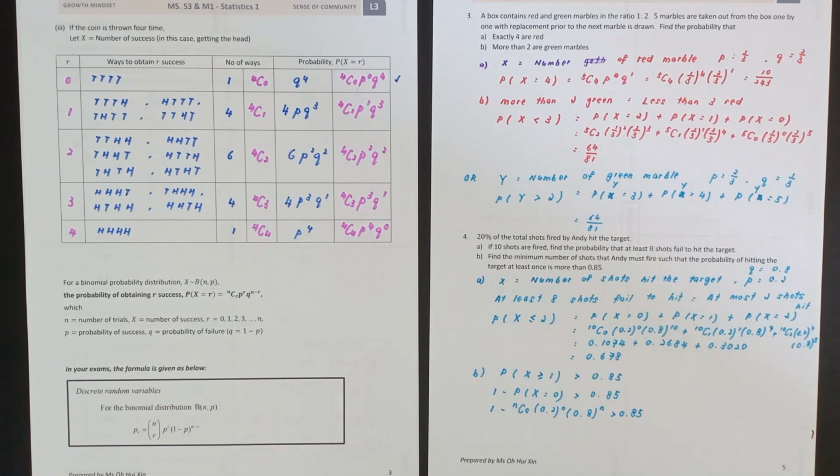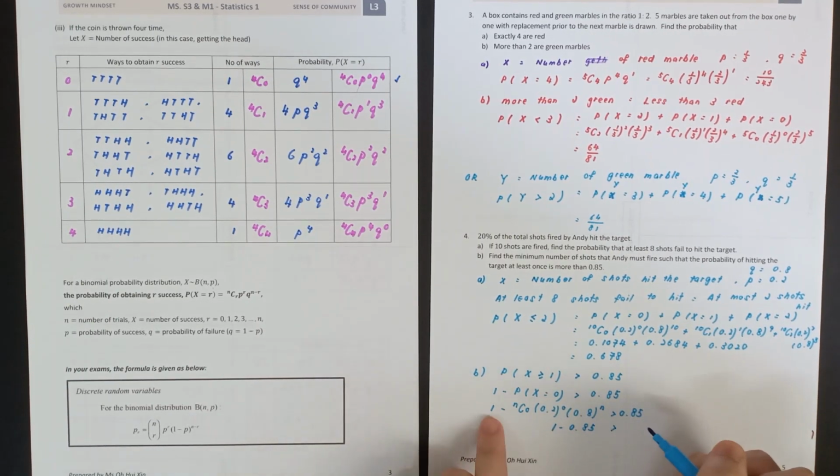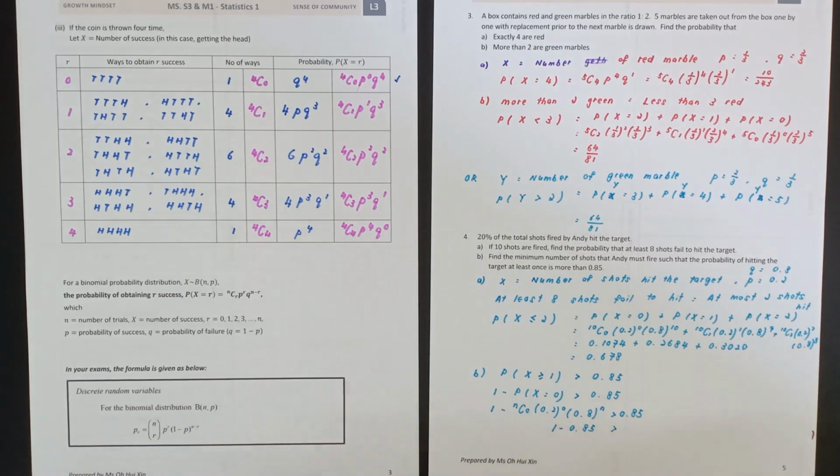Now we can try to move it around. nC0 you get 1, 0.2 to the power 0 you also get 1. So you're left with 0.8 to the power n. You can move it, change the place. So 1 minus 0.85 greater than, this is minus, right? So I put it on the other side so that I have a positive 0.8 to the power n. Then I have 0.15 greater than 0.8 to the power n.